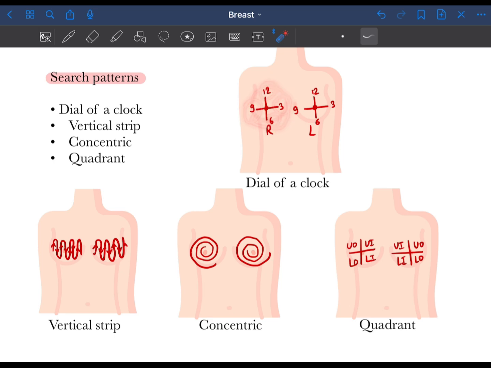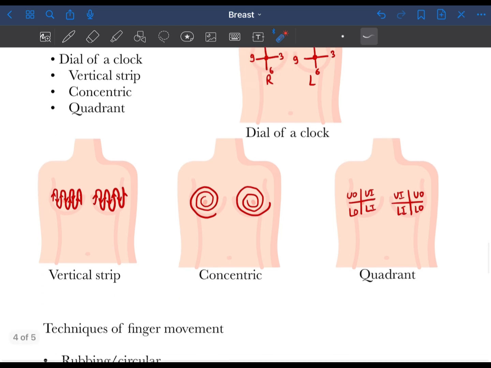Another method is the vertical strip method. We can go from lateral to medial side, or from medial to lateral side, any way we want. Similarly in the other breast as well. In the concentric method, we can go from the center to the periphery or from the periphery to the center. And another is the quadrant method. We can palpate quadrant-wise: upper outer quadrant, upper inner quadrant, lower outer quadrant, lower inner quadrant.